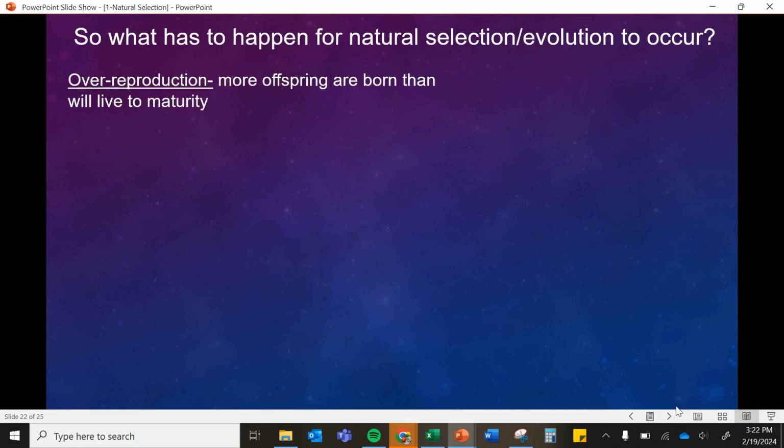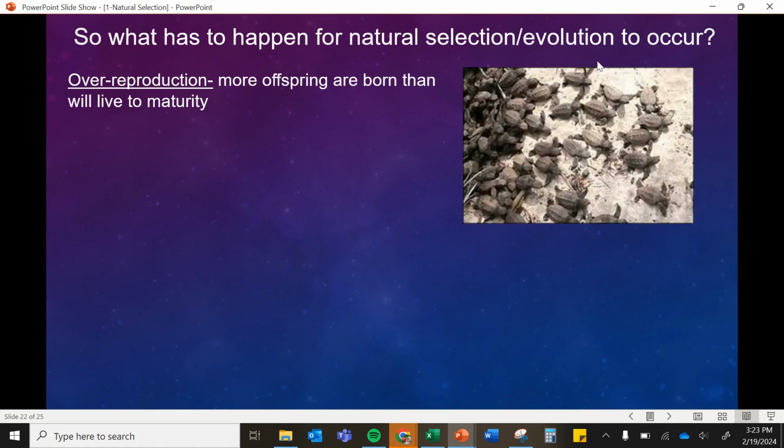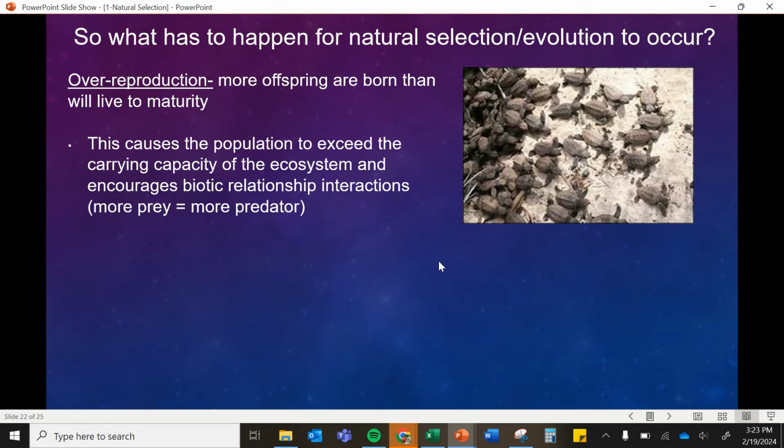Okay, so a couple things need to happen in order for natural selection and evolution to occur. One thing is overreproduction. So there have to be more offspring born than are able to live to maturity. And because of that, the ones who live are better suited for the environment and can survive. But if everyone is surviving, all of the traits can be passed on. There are none that are advantageous over other ones. So that is one thing that has to happen for natural selection.